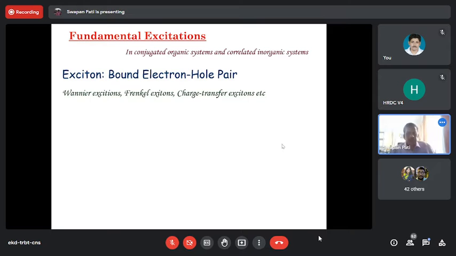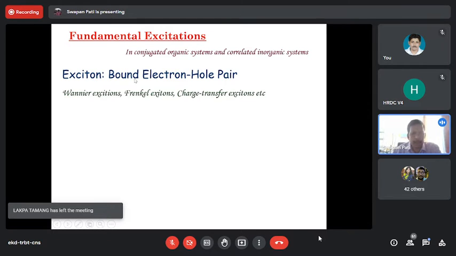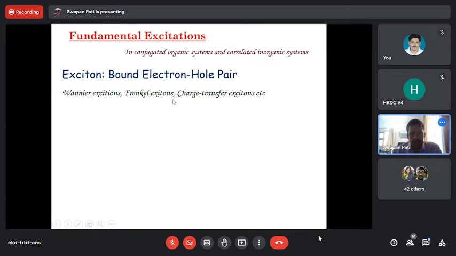But in general, in a conjugated system and in many inorganic systems, oxides and other things, it is not the soliton but the exciton which is the basic excitation. An exciton is a bound electron-hole pair. There are various types of excitons, like Wannier excitons, Frenkel excitons, charge transfer excitons, bound pair excitons, etc. And you can have biexcitons, triexcitons, exciton strings, and a large number of excitons.